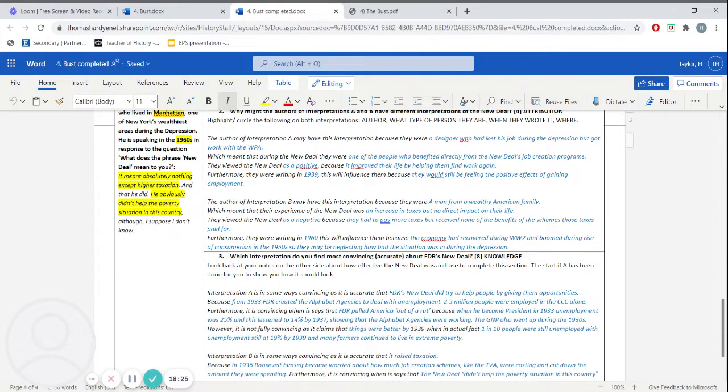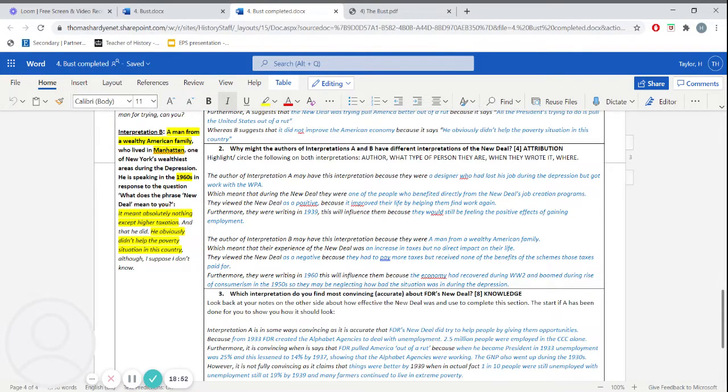And then my second point is they were writing in 1960. So for this question, I've chosen to contrast directly when it was written. You don't have to do that, but that's one thing you can look for. This will influence them because the economy had recovered during World War II and boomed during the rise of consumerism in the 1950s. So this may be neglecting how bad the situation was before, during the Great Depression.